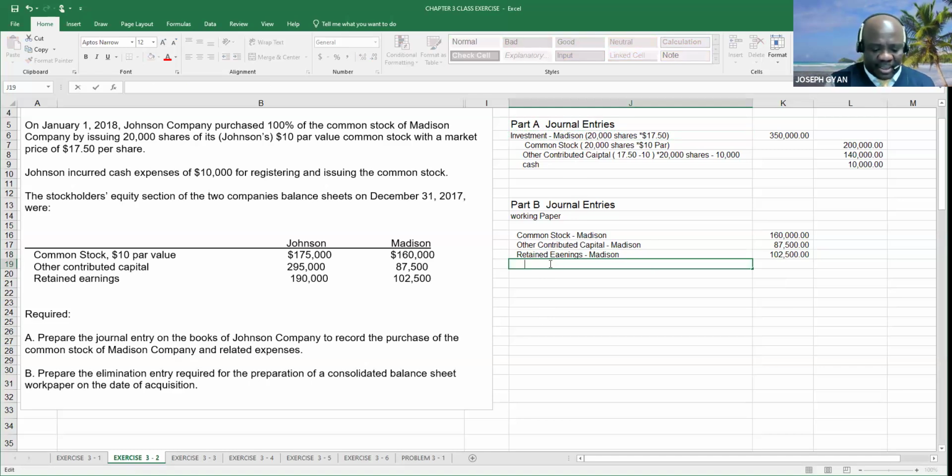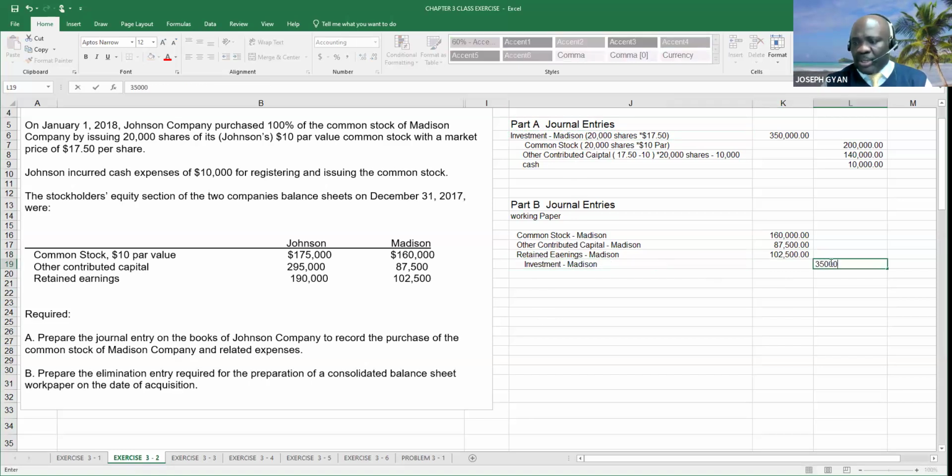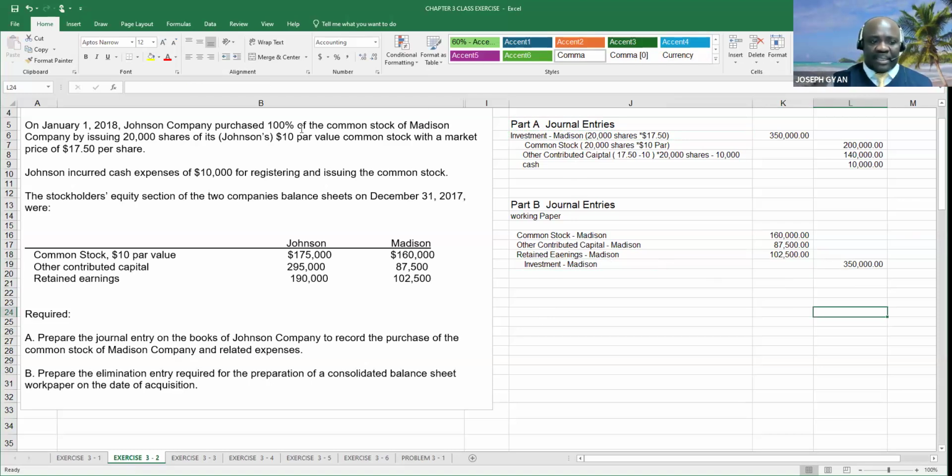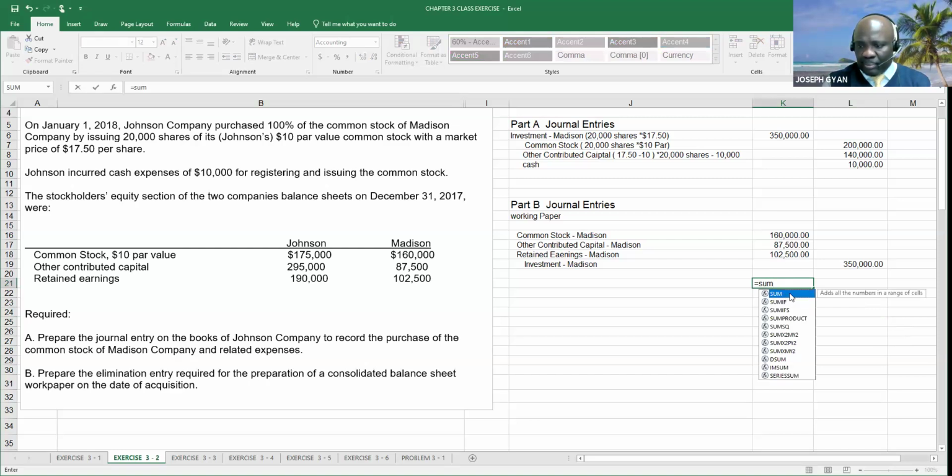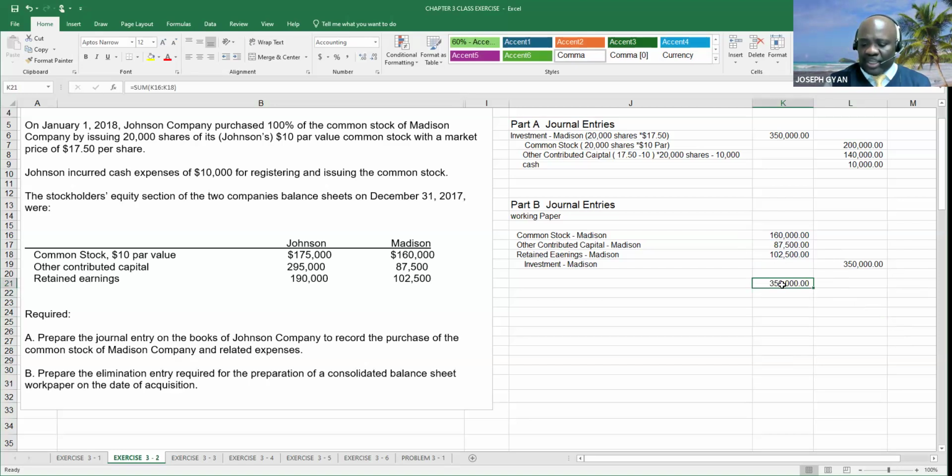Our investment in Madison is 350. So when you add them, you have to get 350, because there's no non-controlling interest. They purchased 100% of the company. Any questions? Let's add them and see, because we have to get that. So this is equal to the sum. Oh, this is not working. Okay. Yeah, 350. So it's balanced.